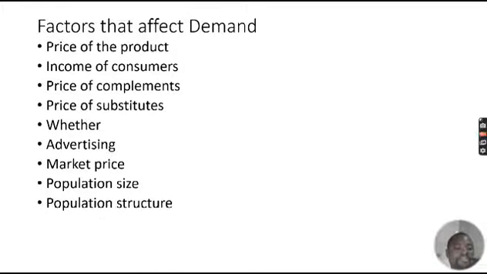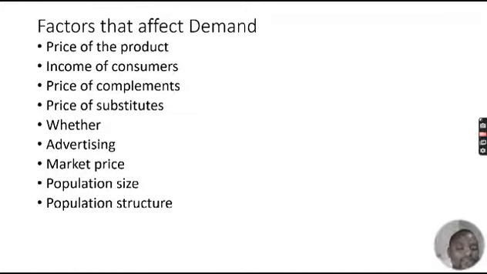Okay, population structure. Now, population structure also determines the demand. For example, if the population structure is youthful, it is just made up of youths. You find that if you take walking sticks or wheelchairs there, they will not be in demand. Why? Because youths do not use walking sticks or wheelchairs.